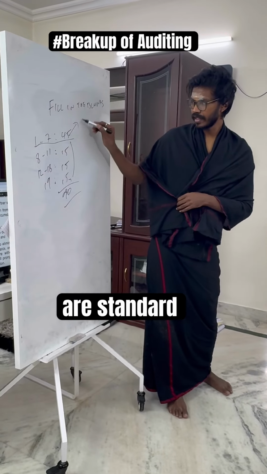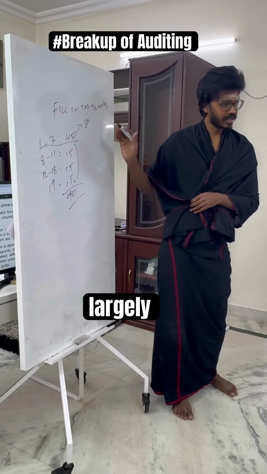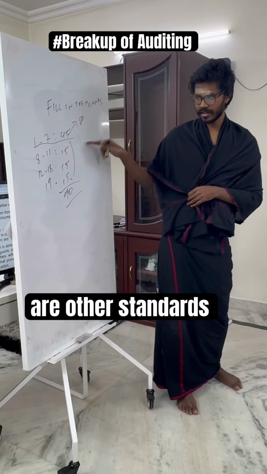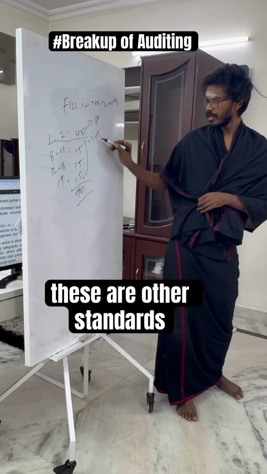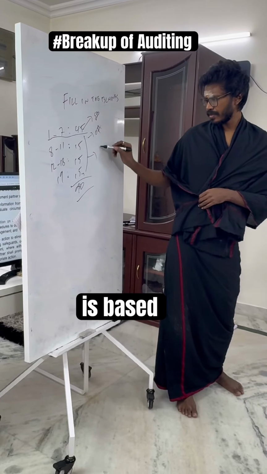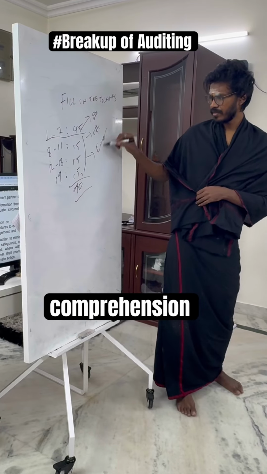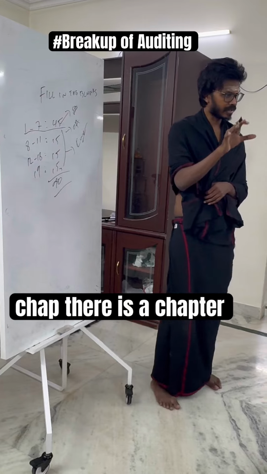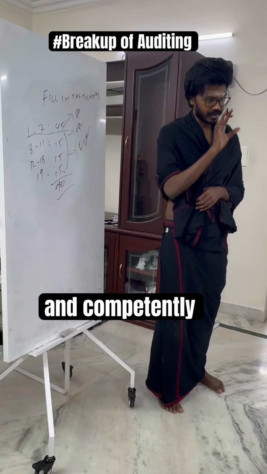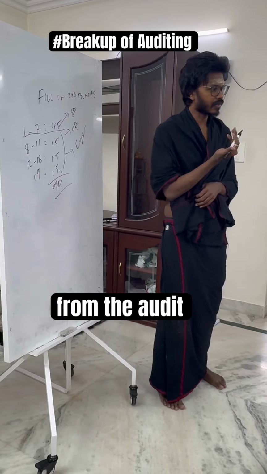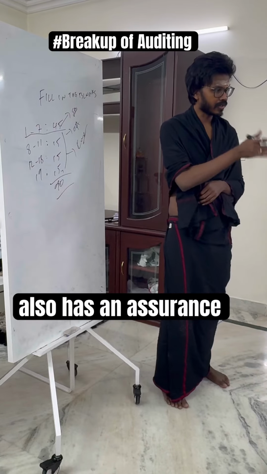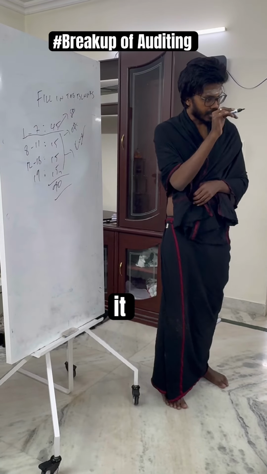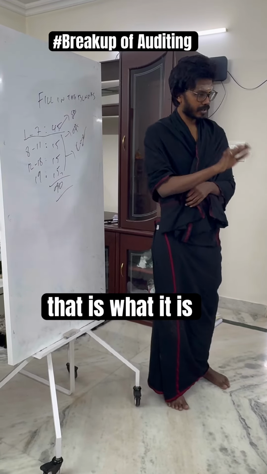So these are standard driven, largely your core standards. These are other standards, these are other standards. And this is based on comprehension. Classic chapters like school level reading. Like there is a chapter, you understand it, reading and comprehension, that is what it is. But you have to understand it from the audit perspective, because digital auditing also has an assurance component. So it is an auditing chapter, not an IT chapter. That is what it is.